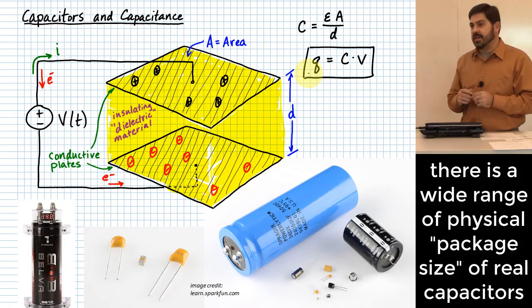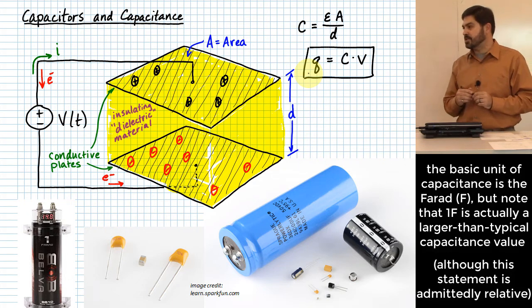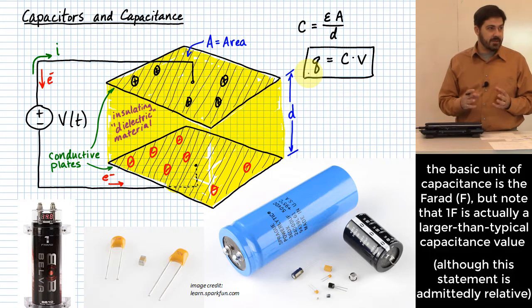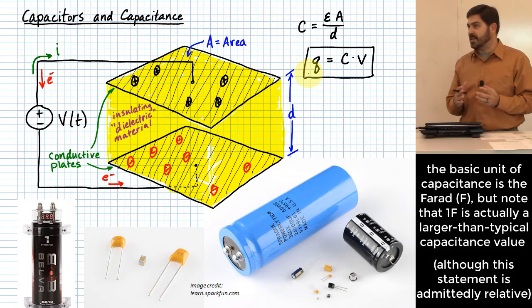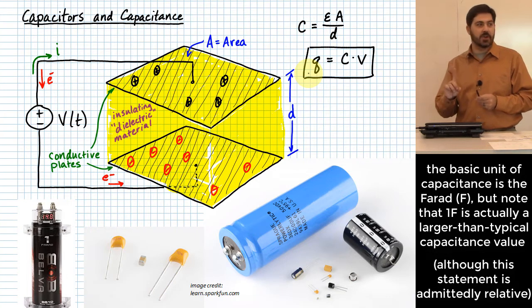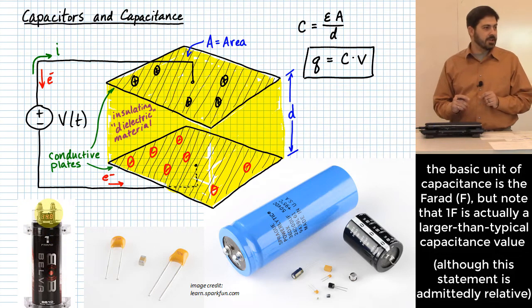The other thing I'll say is that the units of capacitance, which I'm going to talk about here in just a second, the basic unit of capacitance is called a farad, but a farad is a large amount of capacitance. 1 farad is a very, very large capacitor. Matter of fact, that's what I'm showing you over here on the left, this big black capacitor that has a little number indicator on there.